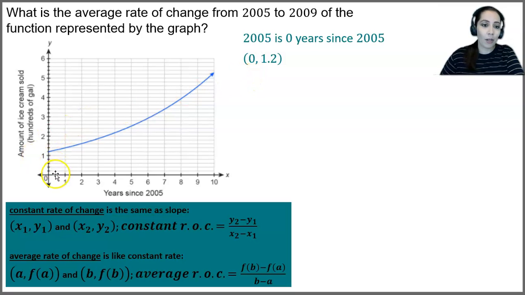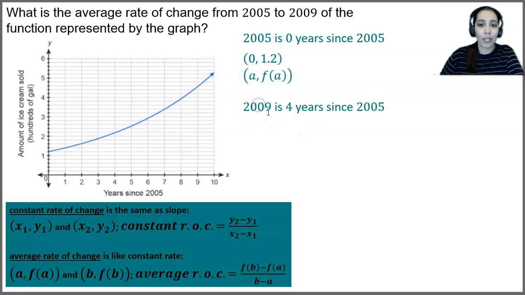So when it's 0, what is my y value? Well, I can see that I have 5 spaces in between each number. 5 times 2 is 10. So that means each little tick mark is at 2. So this one is at 0. This is at 1.2. So I'm going to label that A, f of A.